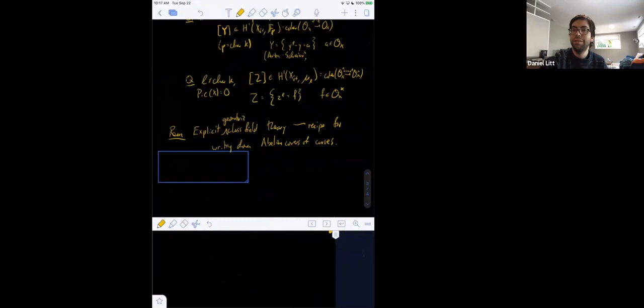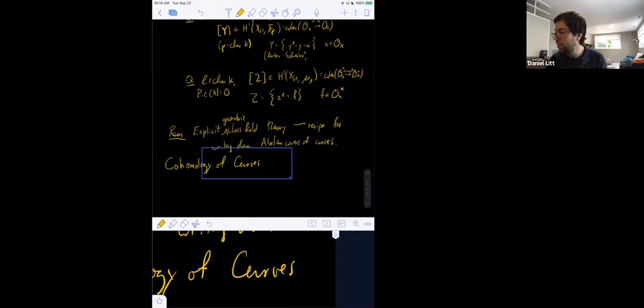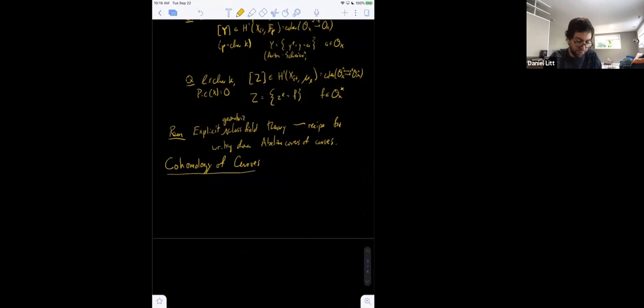All right, if not, let's start with computing the cohomology of curves. This is my favorite topic in this whole course, and we've already started doing the computations. Let me tell you what the goal is, what we've proved so far, and what we've left to prove. So the goal is the following theorem.